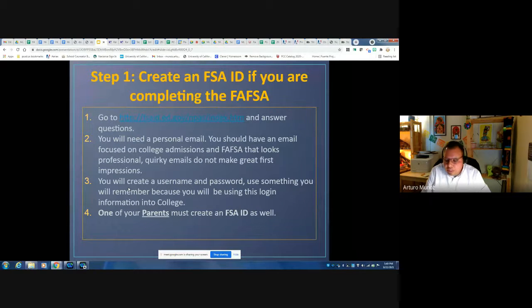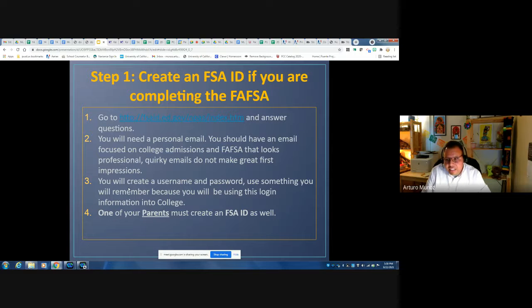So now we go into more detail on the FAFSA application. As the video has stated, the first step should be that you create an FSA ID as a student and as a parent. Only one parent needs to create one FSA ID. If both parents want to do one, that's fine, but at least one parent must do one.